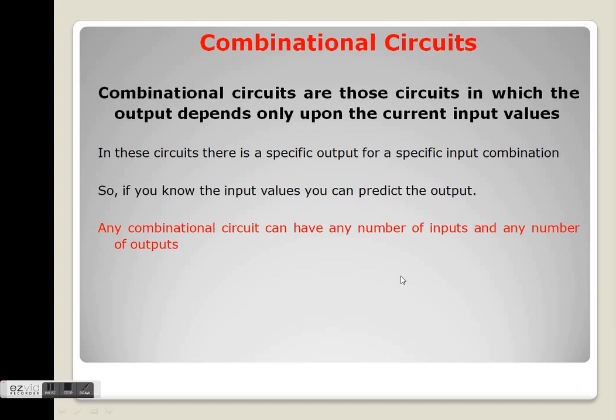Combinational circuits are those circuits in which the output depends only upon the present value of the inputs. It means that for a specific input combination, we have a specific output combination. It means that if we know the value of the inputs, we can predict the value of the output. A combinational circuit can have any number of inputs and any number of outputs.